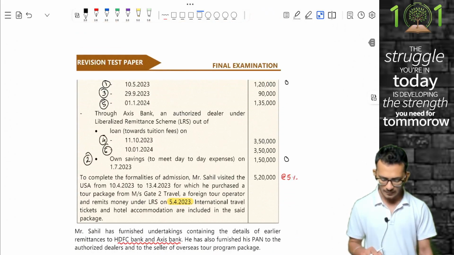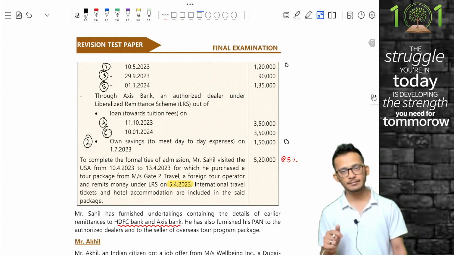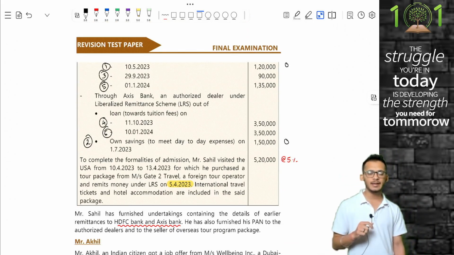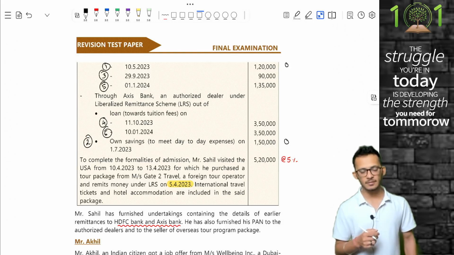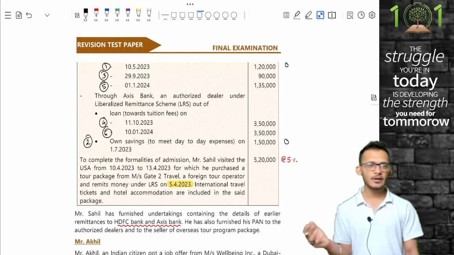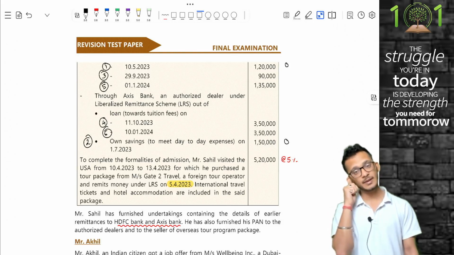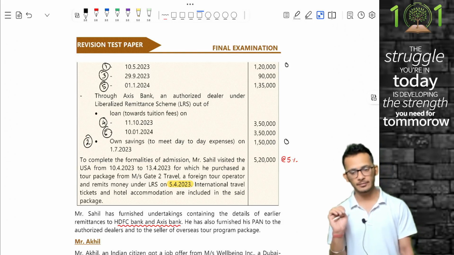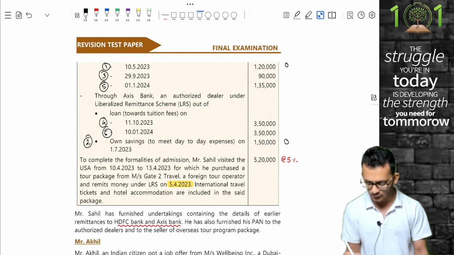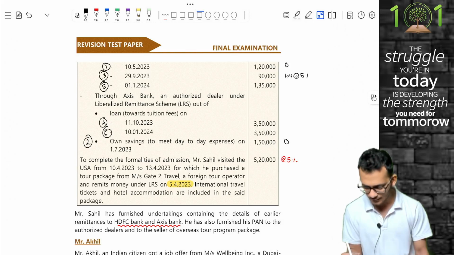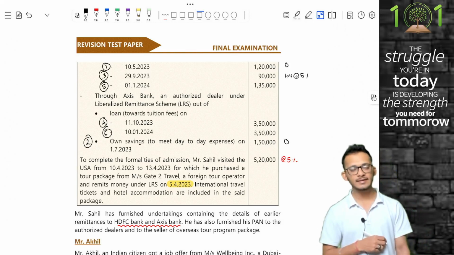Going back to the third payment. Now the third payment has happened on 29/9, and it is for the purpose of education. Therefore, what you will do is you will say, Rahul, on this TCS will be at the rate of 5% after 80,000. After 80,000. So 90,000, I will remove 80,000. Left off is 10,000, which will be given a TCS rate of 5%.